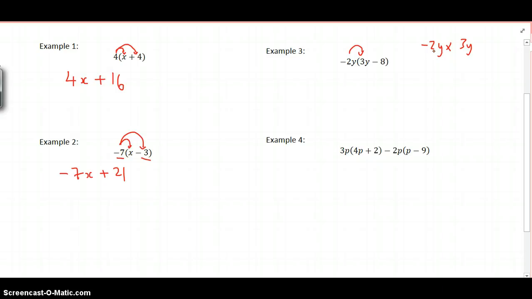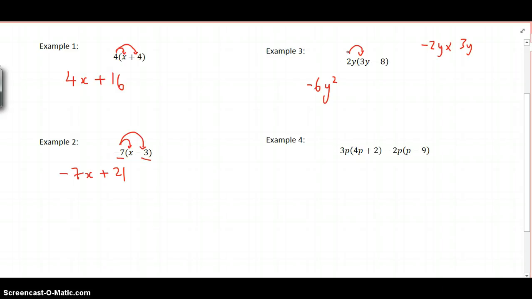So let's deal with the numbers first. What is negative 2 times 3? Well, what is 2 times 3? That is 6. And just chuck a negative out the front will give us a negative 6. And y times y gives us the result of y squared.